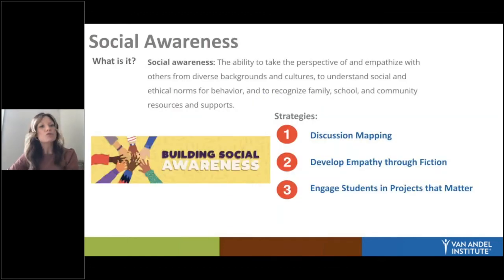Now, as we move into social awareness, CASEL defines this as the ability to take the perspective of and empathize with others from diverse backgrounds and cultures, to understand social and ethical norms for behavior, and also to recognize family, school, and community resources and supports that are out there to help them. So there are some strategies we're going to talk about today. The first one is discussion mapping. The second one is how to develop empathy through fiction. And the third one is engaging students in projects that matter.